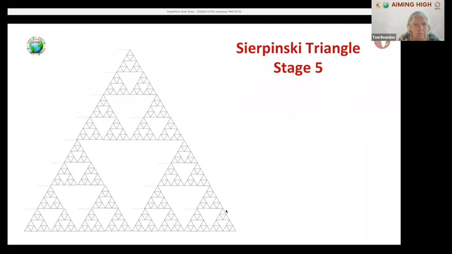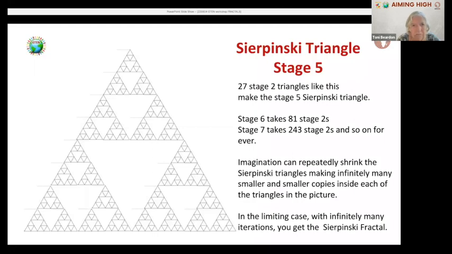I hope people can see in this that at this stage, the stage five, it's made up of three copies of stage four. And each of those stage fours is made up of three copies of stage three. And then the stage three ones are made up of three copies of stage two. So we can count them in various different ways. We can count them right down to the tiniest triangle, the types that you were coloring, if you wish.